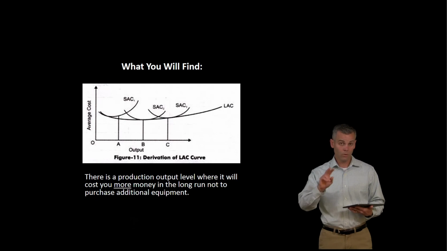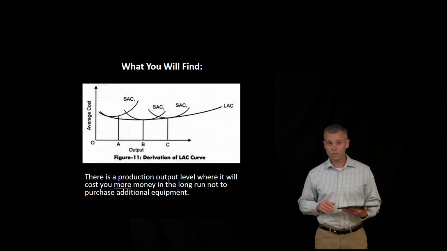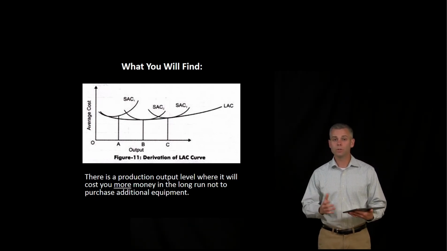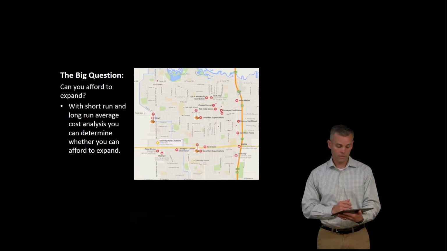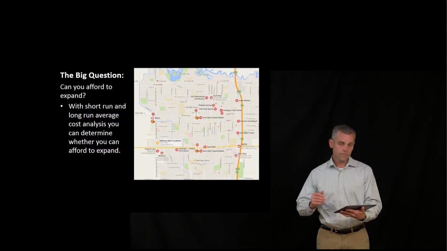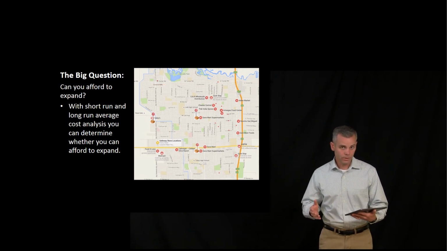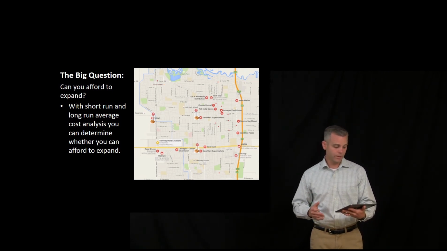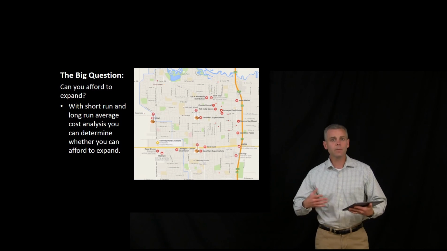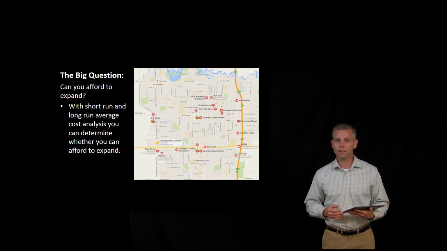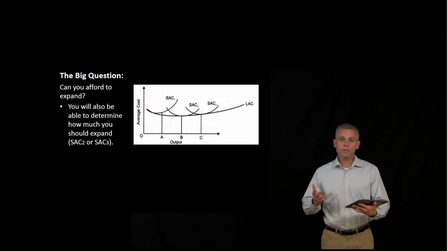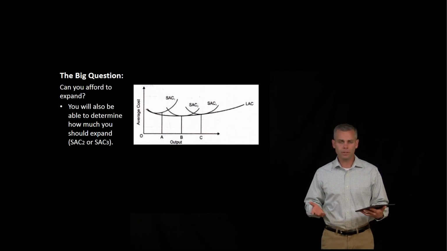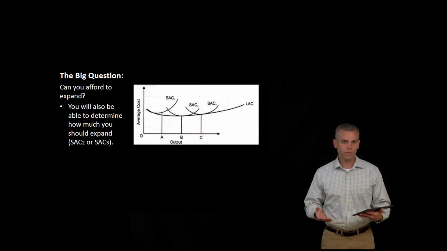Now, should you buy one additional machine? Should you buy 2 additional machines? This is all short-run and long-run analysis that you have to decide as a small business owner. And that really gets down to it. With short-run and long-run analysis, you're going to be able to determine whether or not you can expand. You're also going to be able to determine how much you should expand.